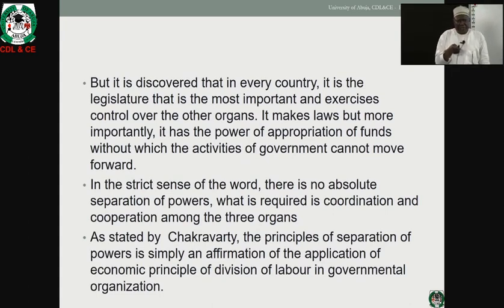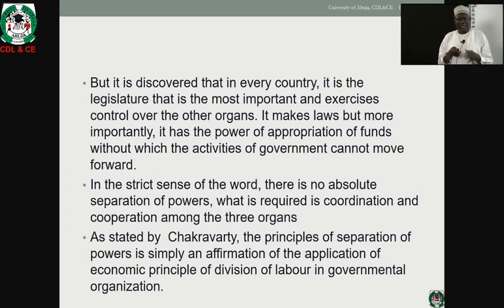The next thing is that, in the strict sense of the word, there is no absolute separation of power. I said it earlier on; I need to reemphasize this. There is no absolute separation of power. What is required is the need for cooperation, the need for coordination among the three arms of government. One of the scholars said that the principle of separation of powers is simply an affirmation of the application of the economic principle of division of labor in governmental organization. That means, in the basic principles of economics, division of labor, everybody has their own roles and responsibilities.